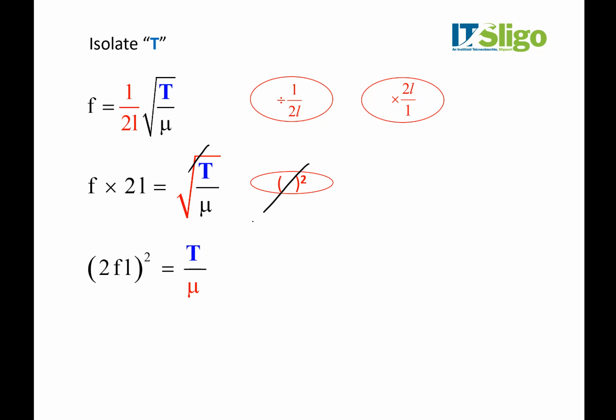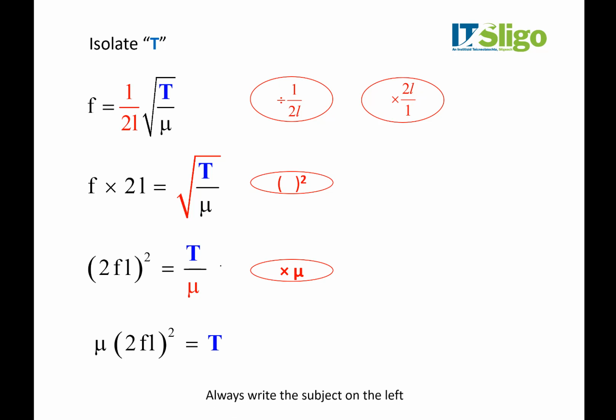Finally then guys, now I've only got the mu, that's what I want to get rid of from the bottom. It's joined on by division, so to get rid of it I multiply both sides by mu, and I get this. Now I'm going to write my subject on the left. As always, I'm going to tidy things up a little bit. Just square the 2, we get 4. Always write your numbers at the front guys. Then we have the constants, and then we have our variables.